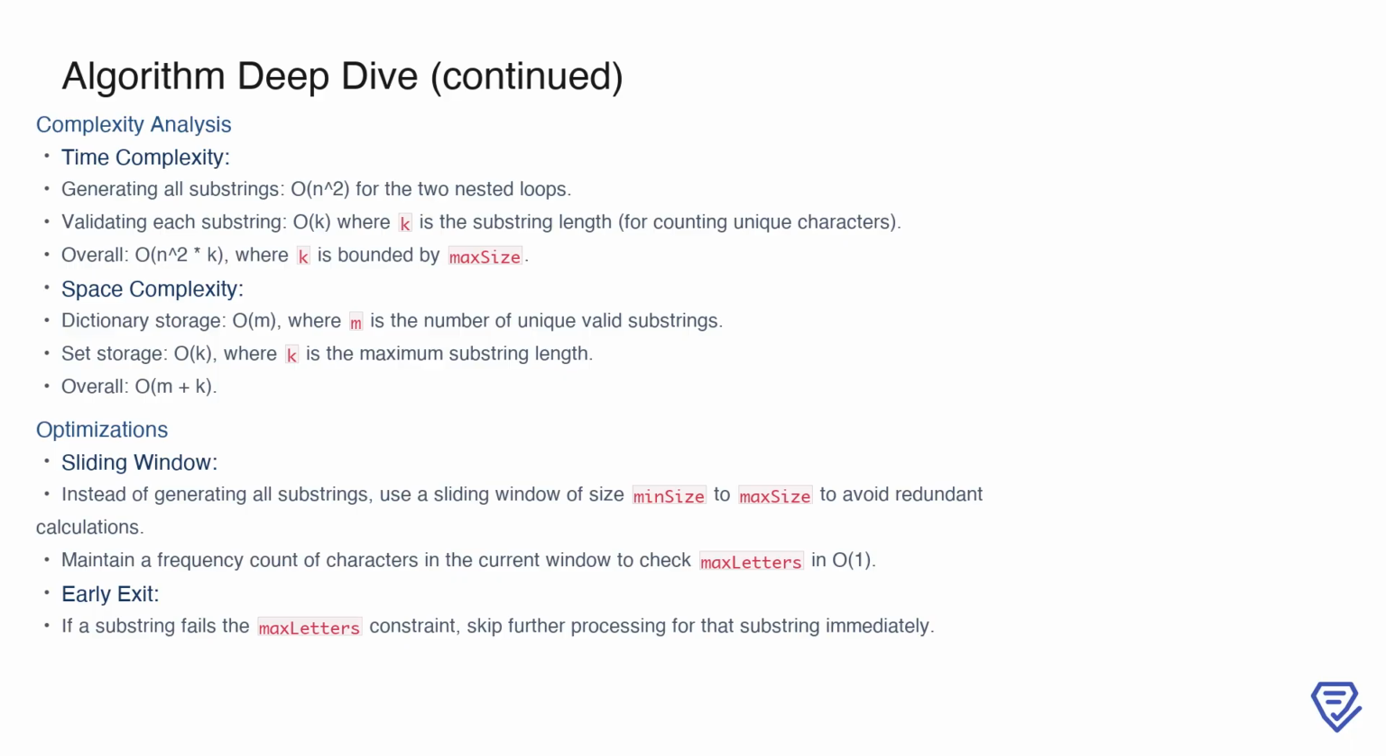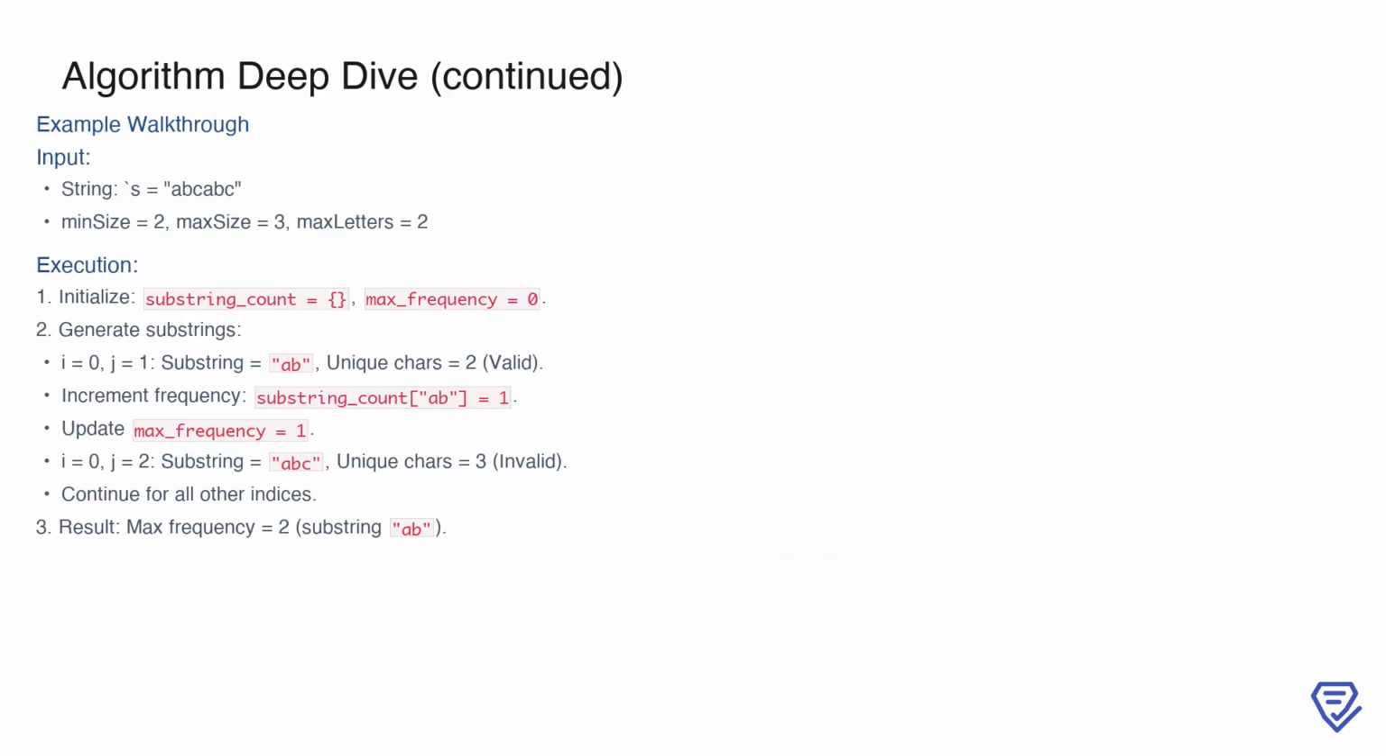To optimize this, we can use a sliding window approach, which avoids redundant calculations by maintaining a running frequency count of characters within the current window. Additionally, we can implement early exits, skipping further processing as soon as a substring fails the max letters constraint. Let's walk through an example to solidify our understanding.